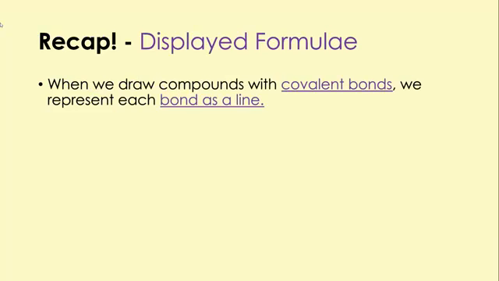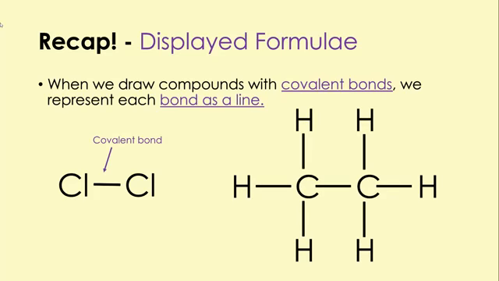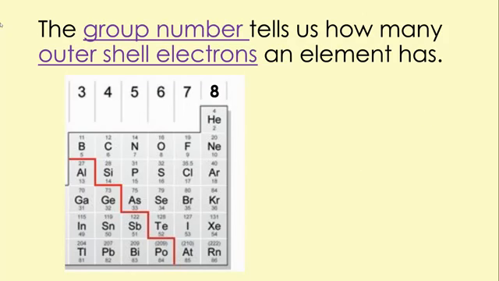Before we move on, last lesson we looked at how to draw covalent bonds. We can draw them as a line. If we were to draw the molecule of chlorine, it would be 2 chlorine atoms with a single line between them, and that single line represents a covalent bond. Here's a more complicated example. This is ethane, which has both carbons and hydrogens. Each of those lines is a covalent bond.